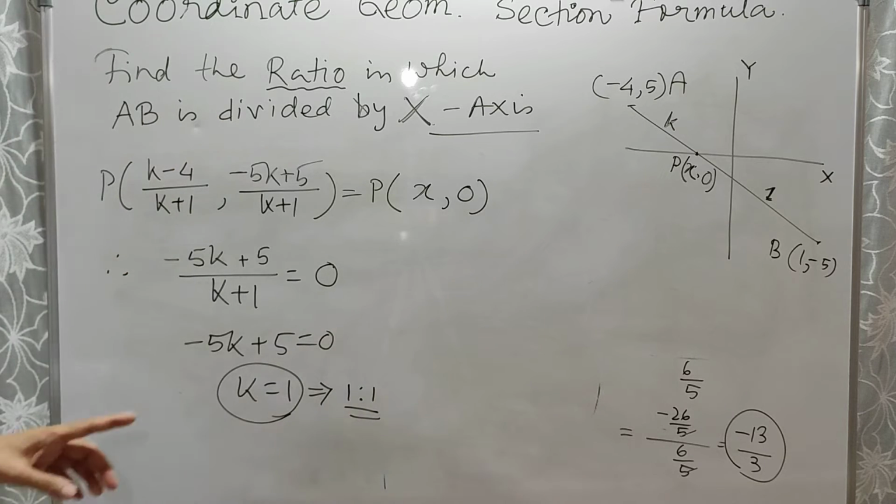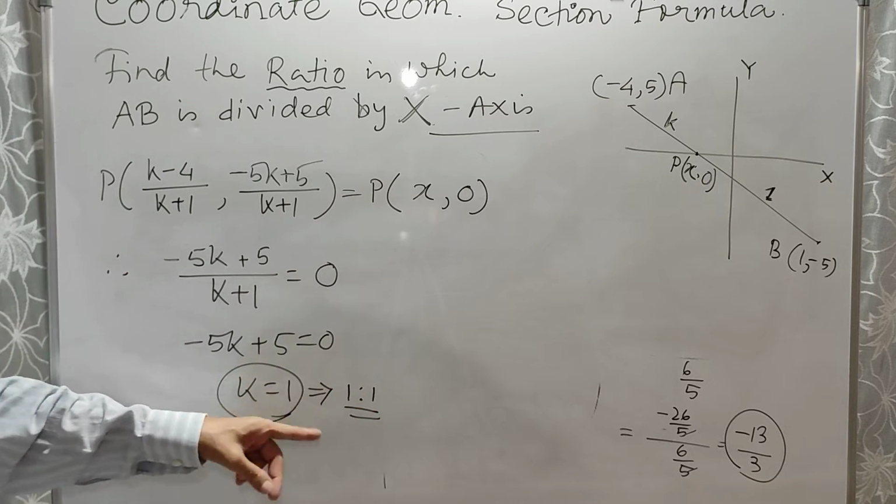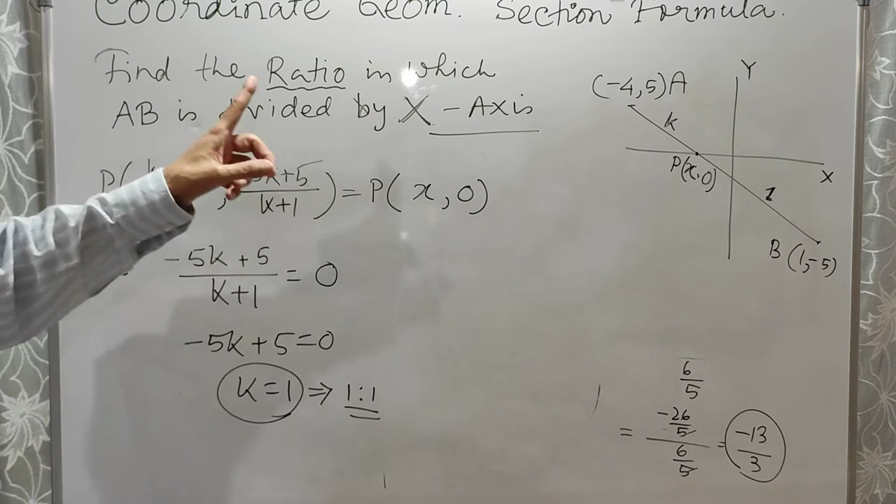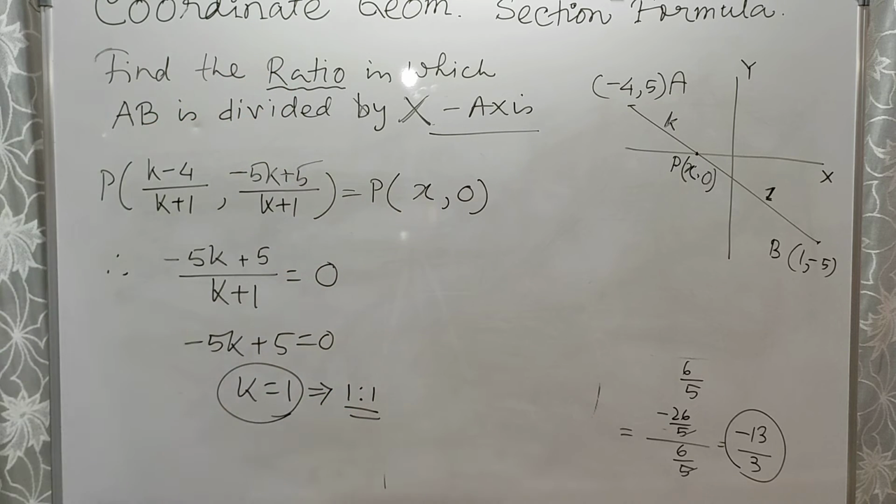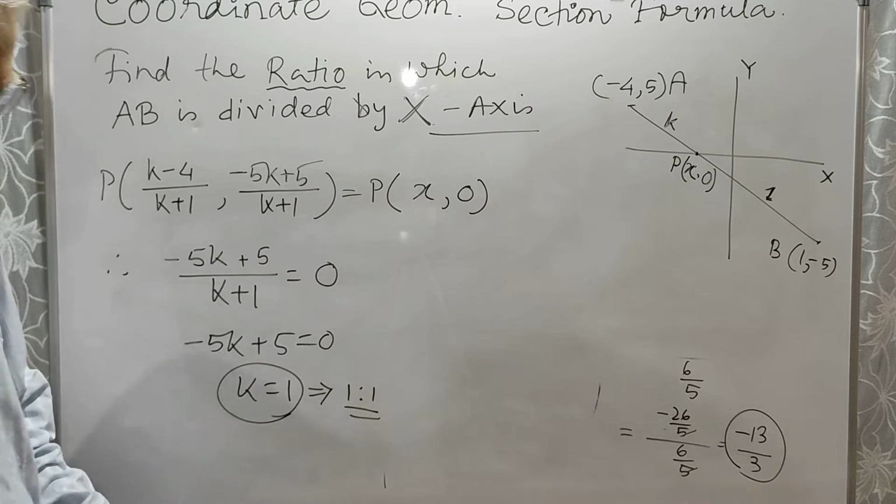K equal to 1. That means 1 is to 1. 1 means 1 by 1. So this is the ratio. So find the ratio, this is the ratio, 1 is to 1. So this is one answer.